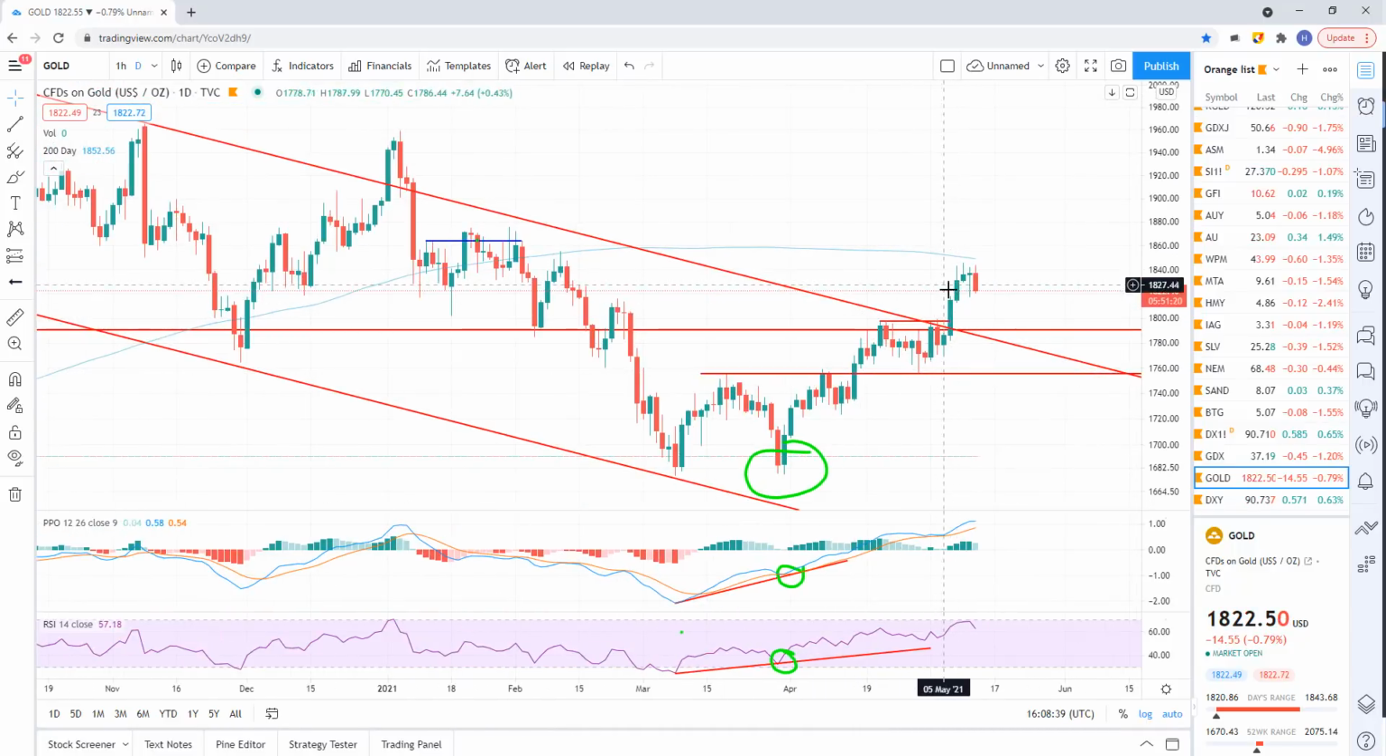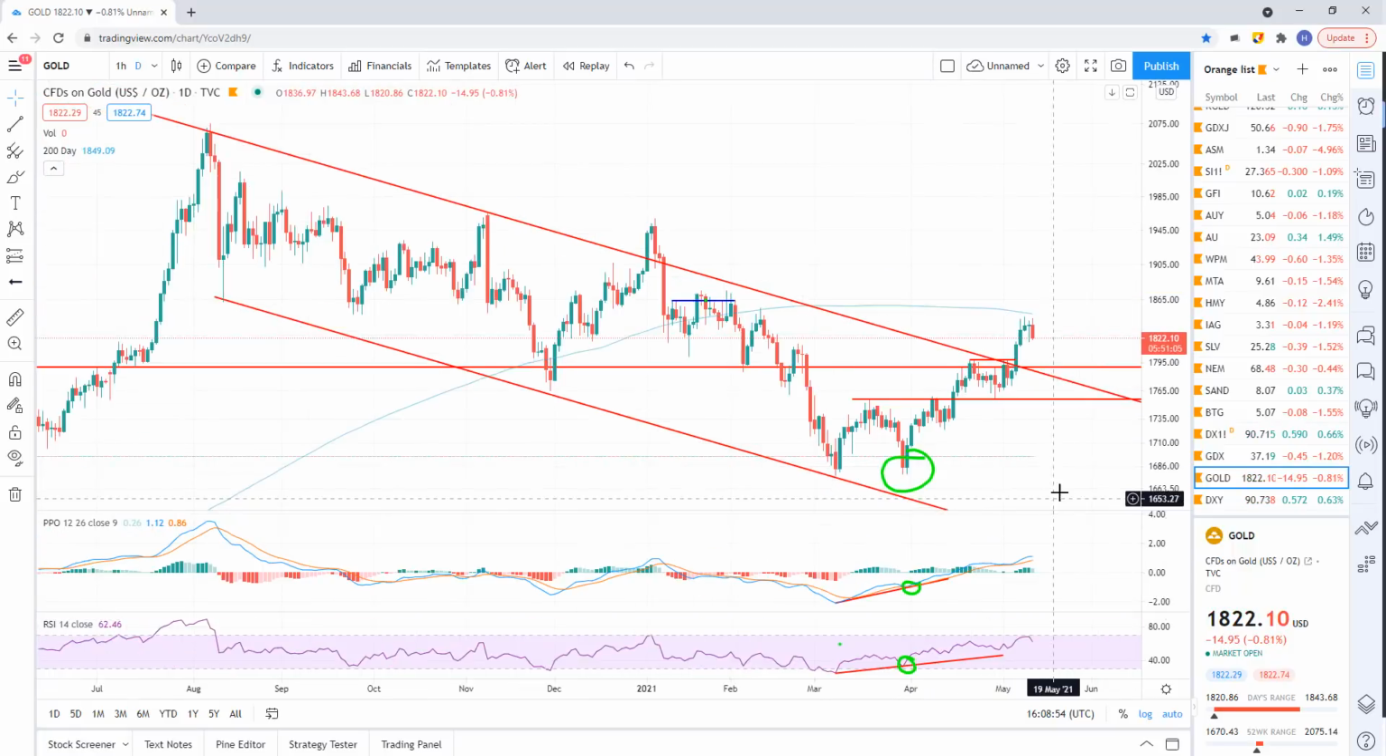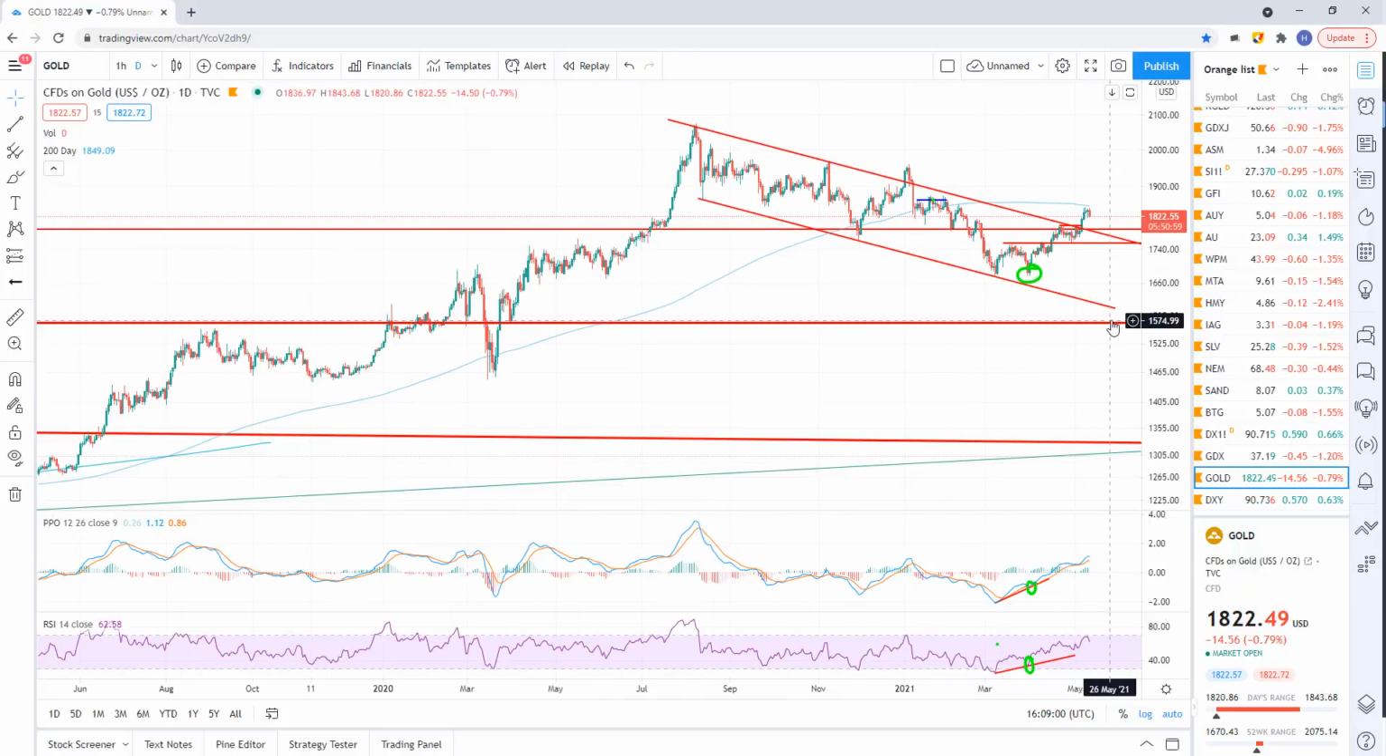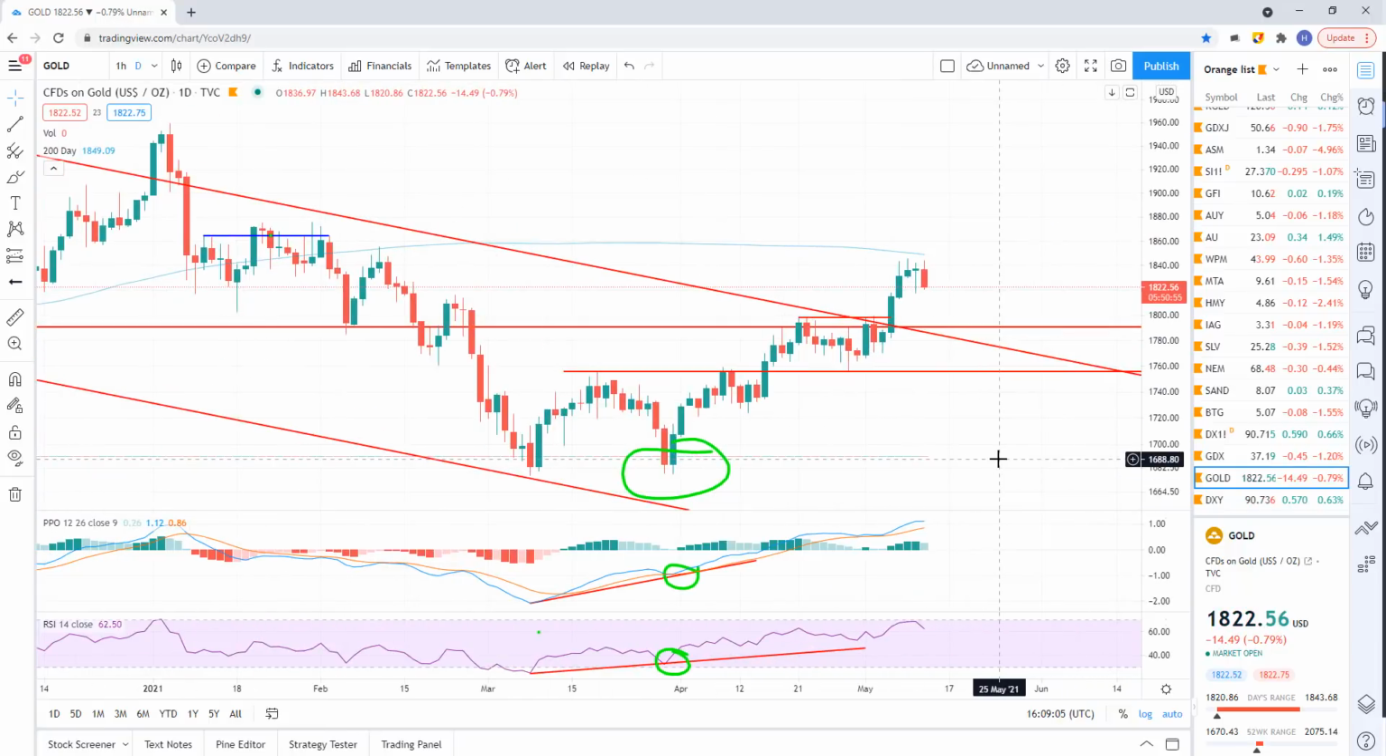We do have a breakout of that 1790, 1800 area. So you come in, you back test, you hold, and continue to move higher. That's what you're looking for in the bullish case. If you break below 1790, then this is going to be a false breakout, and we could go a lot lower. You never know exactly how low you're going to go. Possibly could run all the way down to 1580, 1600. That's always possible.